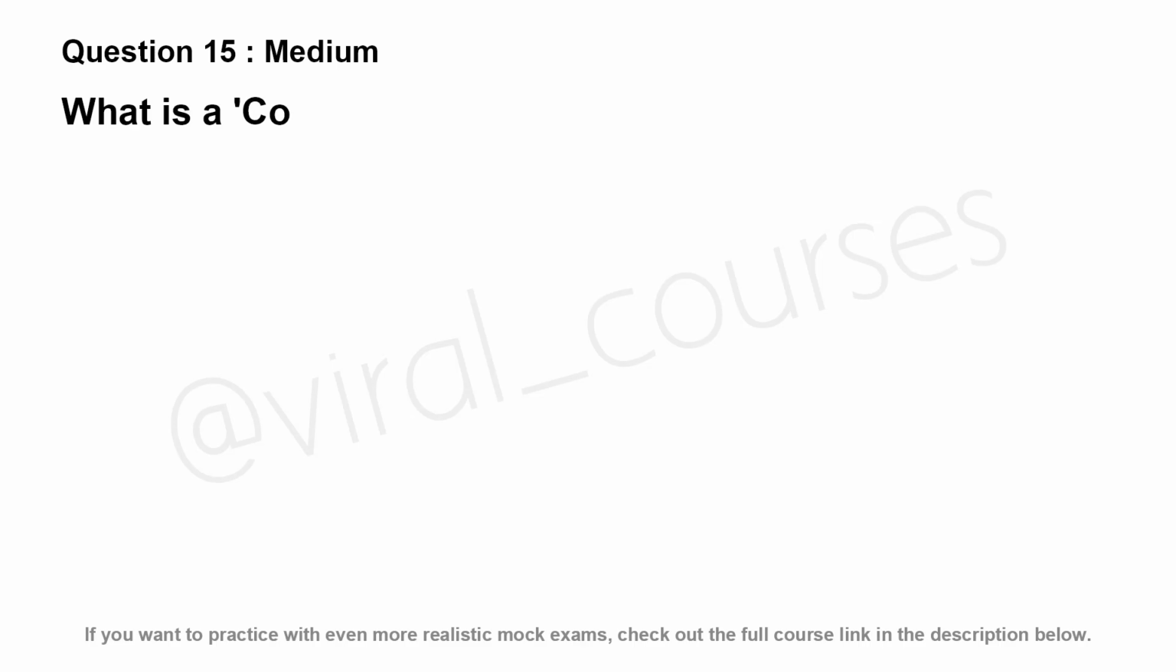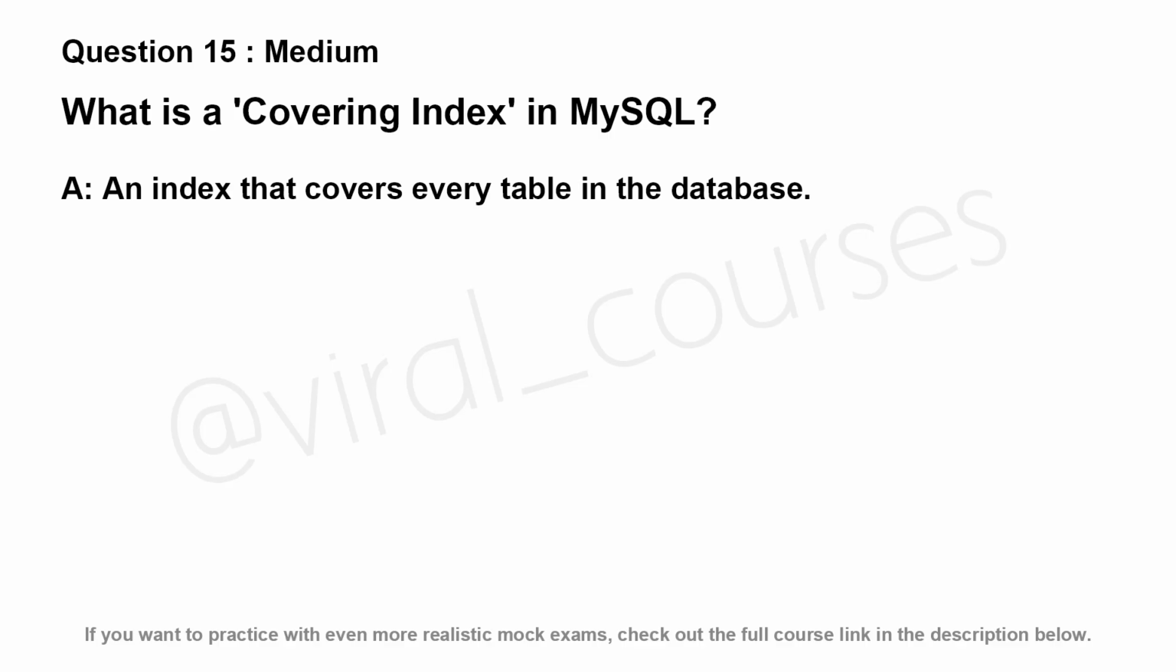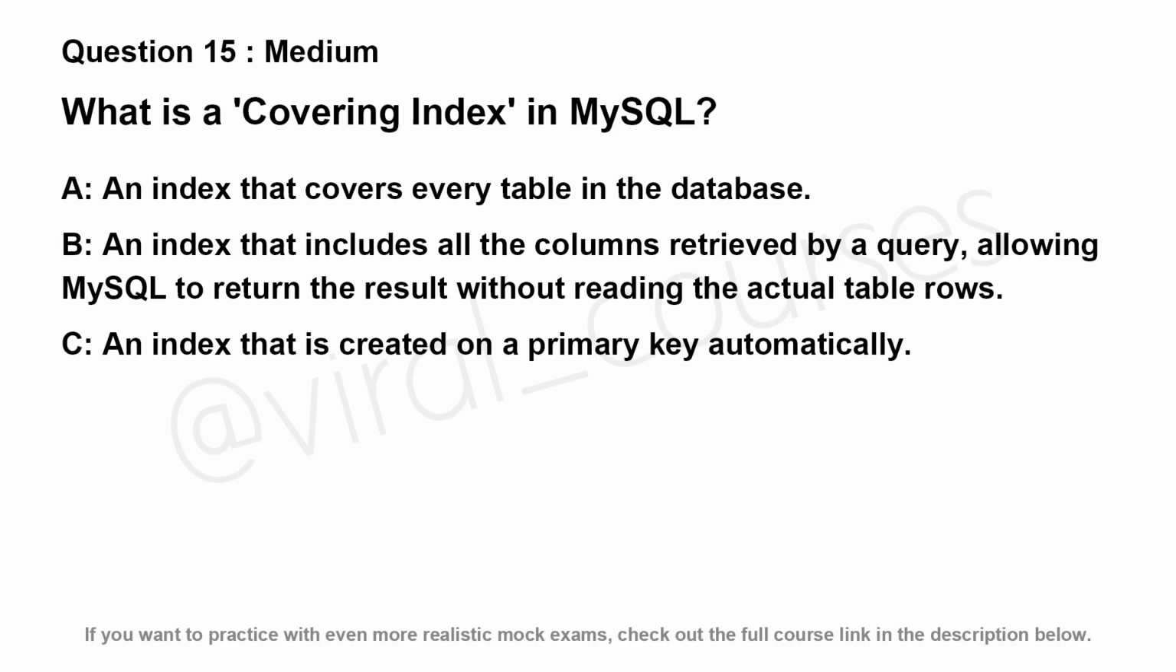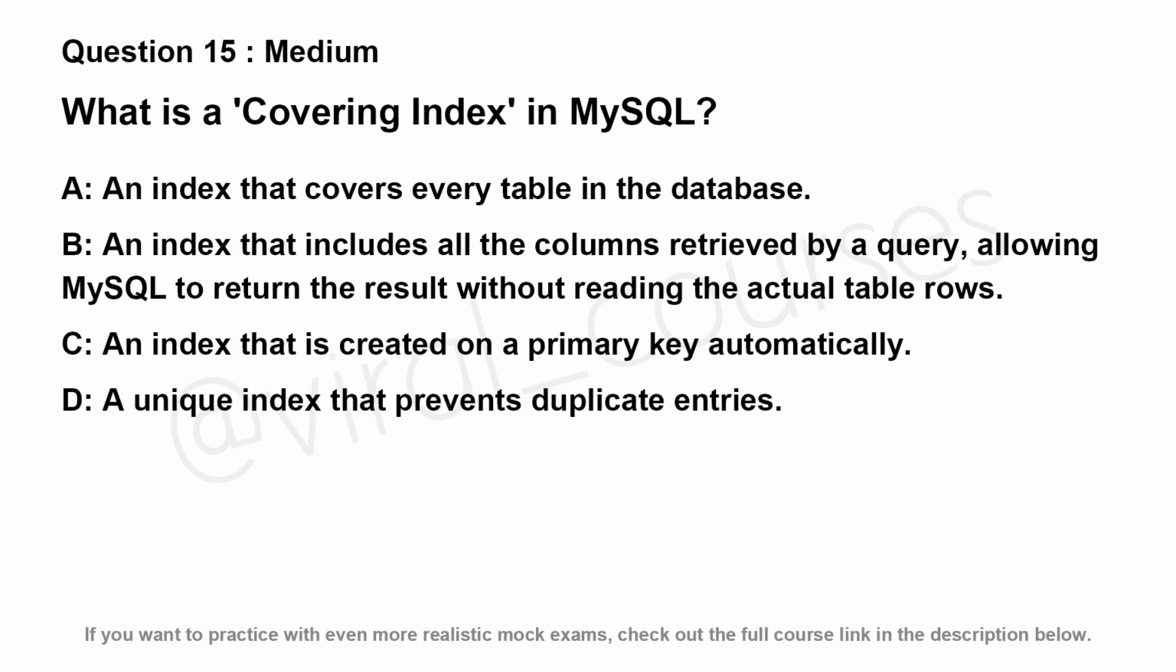What is a covering index in MySQL? Option A, an index that covers every table in the database. Option B, an index that includes all the columns retrieved by a query, allowing MySQL to return the result without reading the actual table rows. Option C, an index that is created on a primary key automatically. Option D, a unique index that prevents duplicate entries.